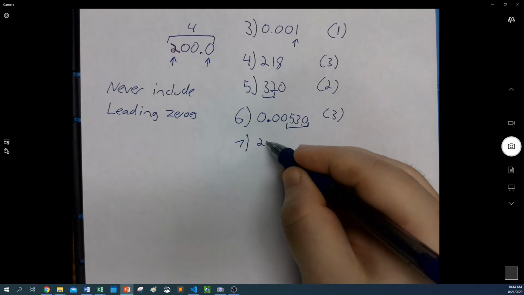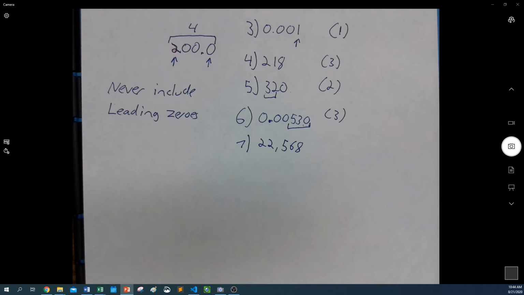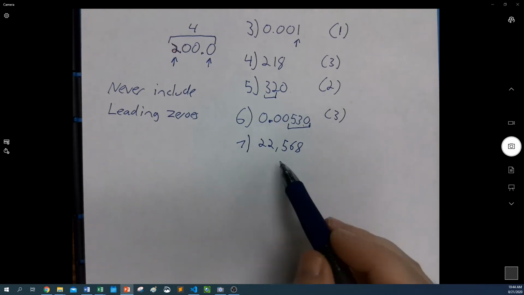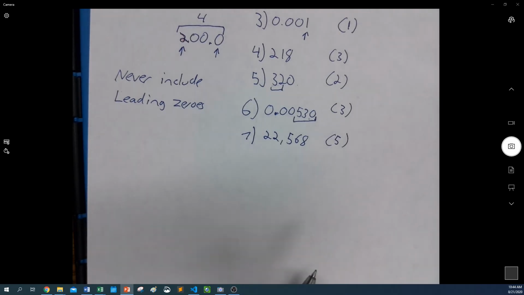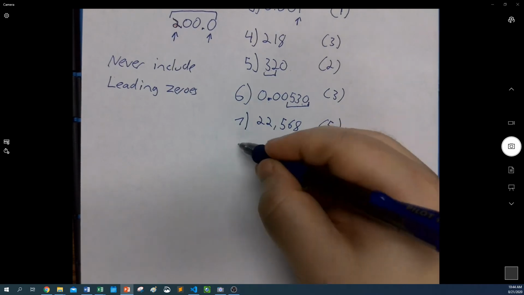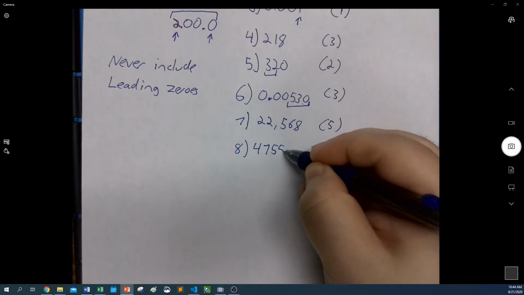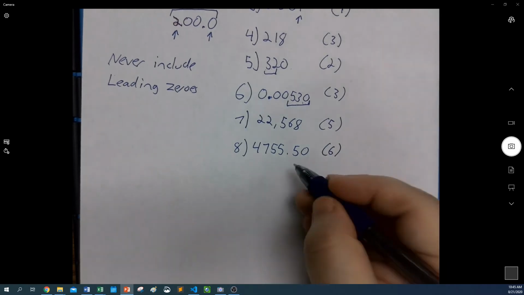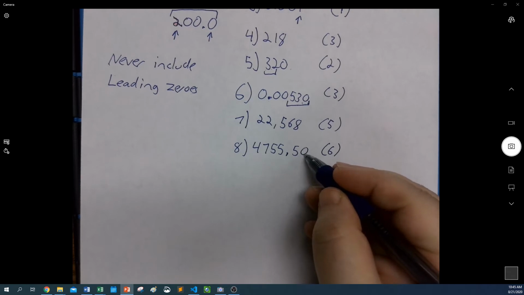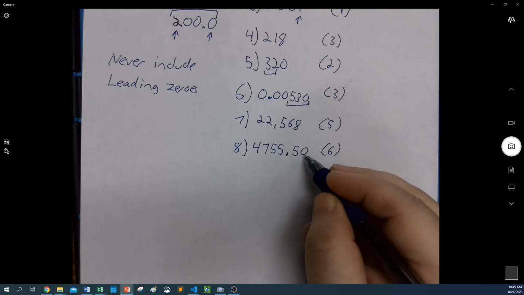So 7 is 22,568. So 5. And number 8, 4,755.50. So it'd be 6. Because the 0 is trailing and it's after the decimal point, trailing means coming after digits, we would include it.